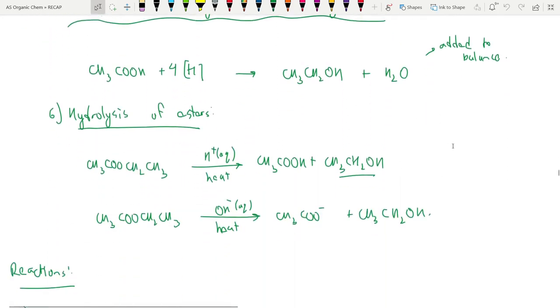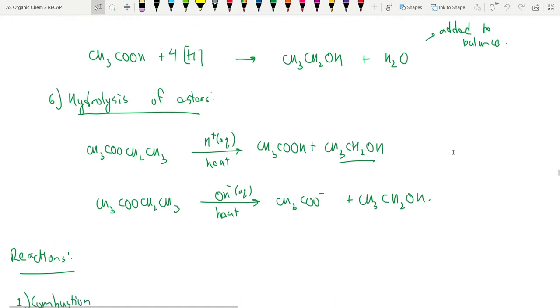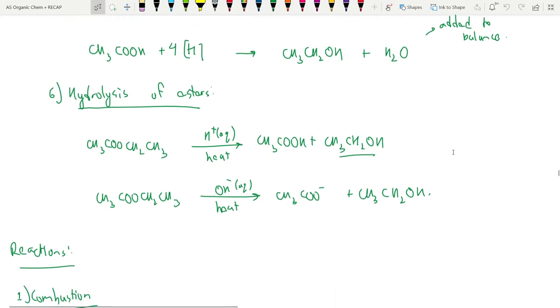What about the hydrolysis of esters? They also give us alcohols. This can be done in two ways, either acidic hydrolysis or alkaline hydrolysis in the presence of heat. We're going to get the alcohol. Here I broke down ethyl ethanoate to form ethanol.